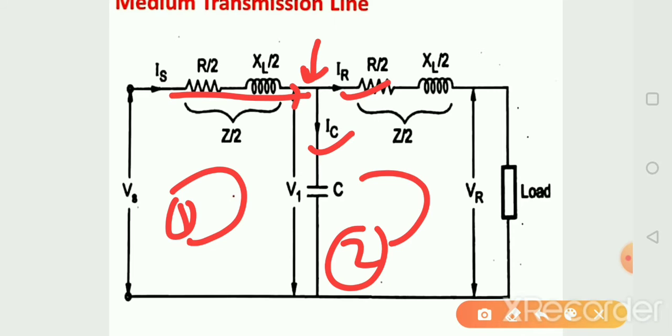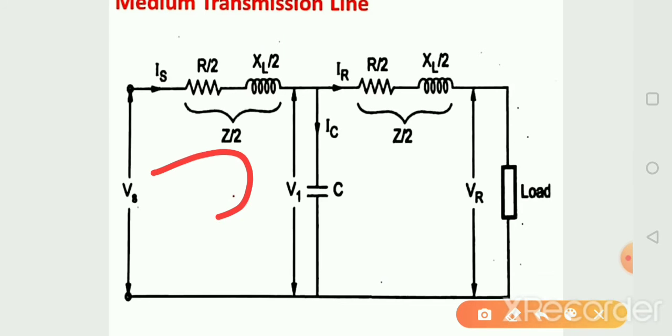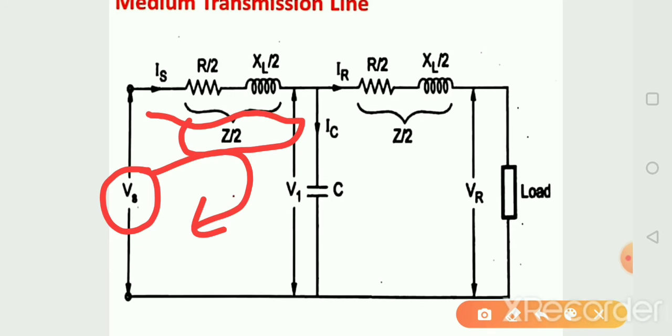So we can say Is is equal to IR plus IC. Now when we apply the KVL at the first loop, we can see here it is Vs minus Is into Z by 2 minus V1 into C. Okay, so here we find the value of V1 first.